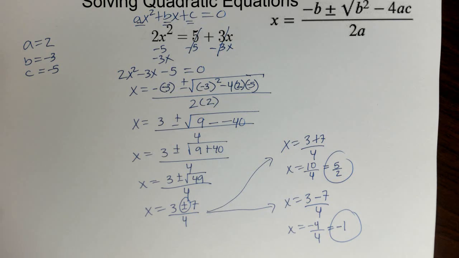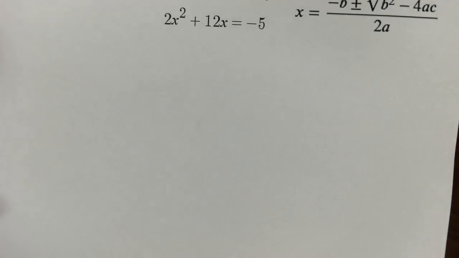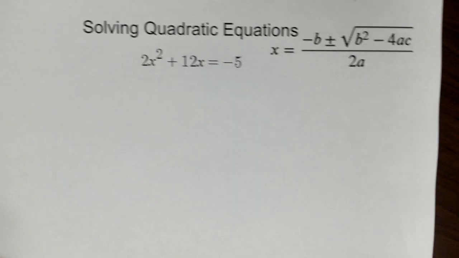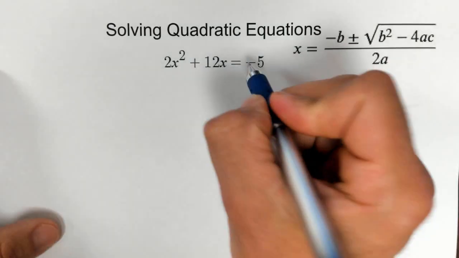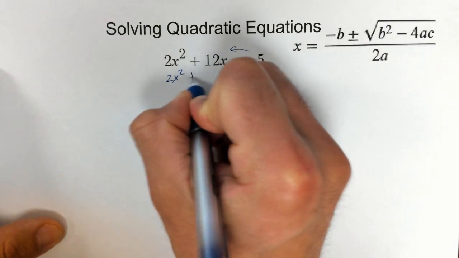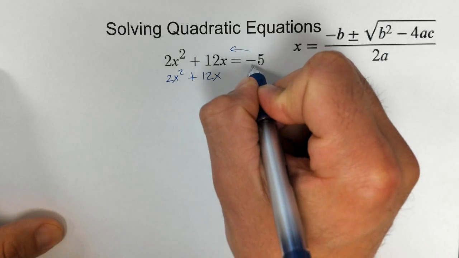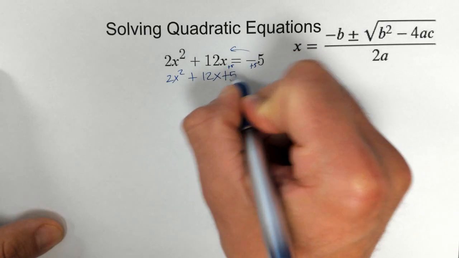All right, let's try one last one. Okay, so here, I first need to take care of the 5. I'm going to move the 5 to the left. I need to move this over here. I got 2x squared plus 12x, and then instead of minus 5, I'm going to add 5 to the other side. So plus 5 equals 0.